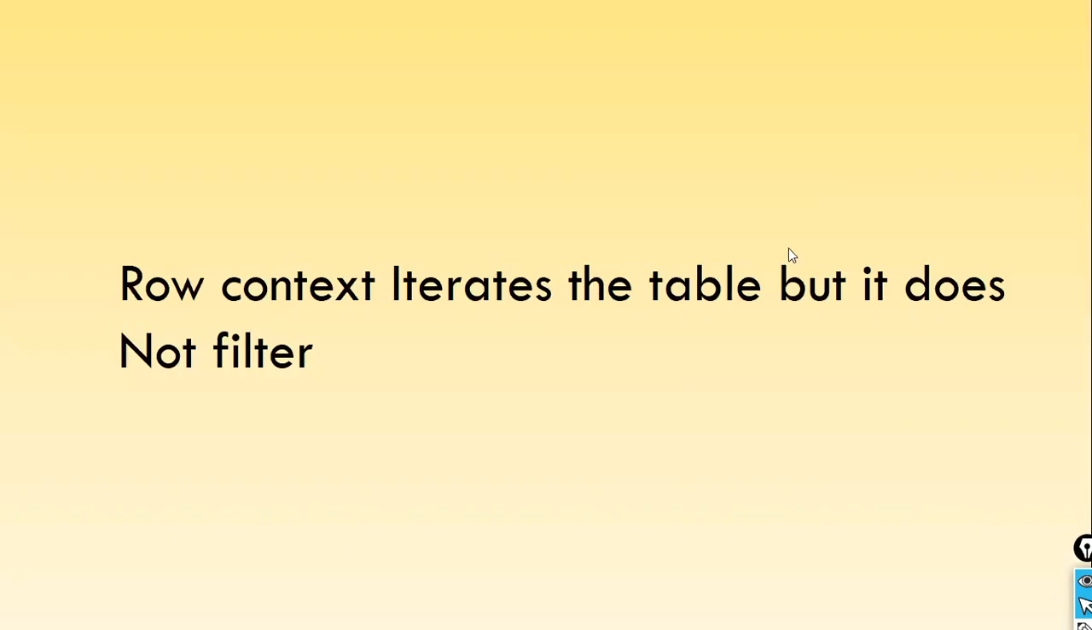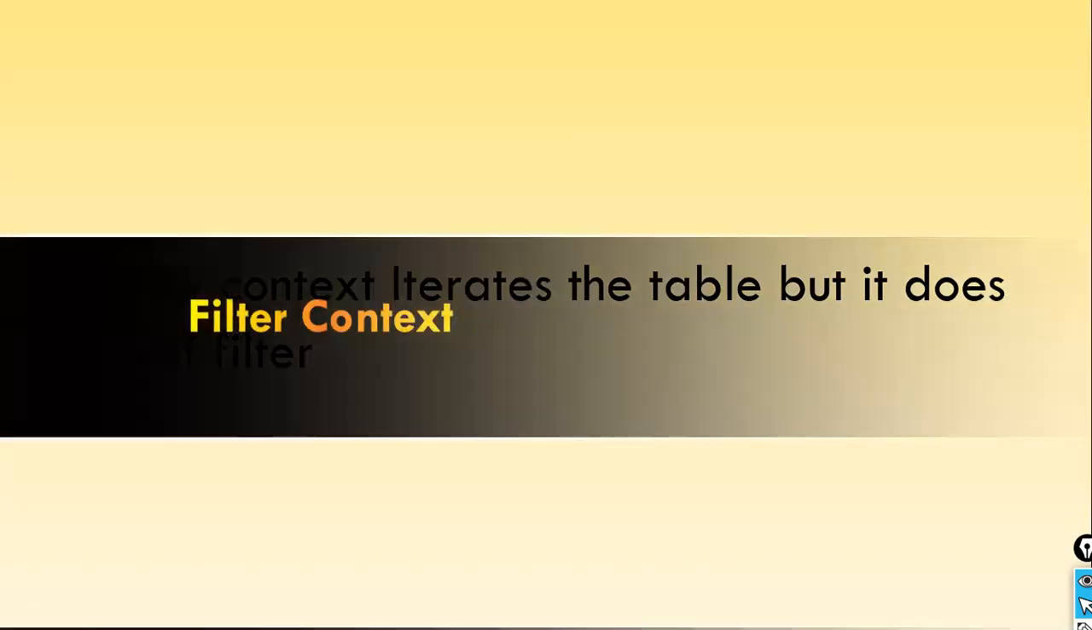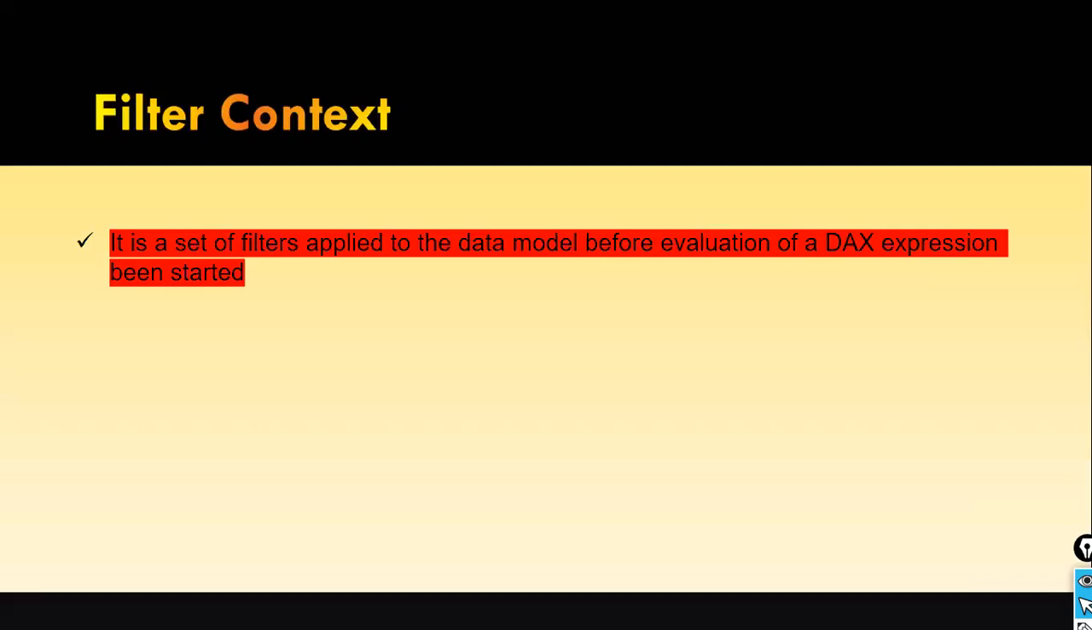So the row context iterates the table, but it does not filter, because it does the row by row calculation. It cannot do the filtering, but you can have a combination of row context as well as filter context. The filter context is meant for filtering the data. What do you mean by filtering? How do you apply the filter?